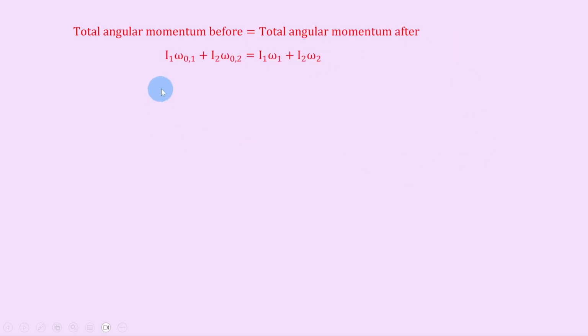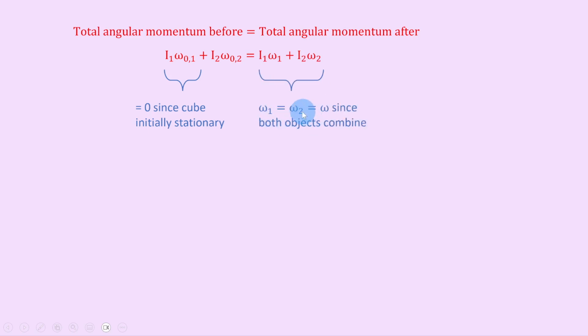And in symbol form that becomes I1 omega naught 1 plus I2 omega naught 2 is equal to I1 omega 1 plus I2 omega 2, where remember the 1's represent the cube and the 2's represent the disk, and omega naught is the initial angular velocity and omega is the final angular velocity. Now we can simplify this by saying the left hand side here will equal 0 since the cube is initially stationary, so omega naught 1 is 0, so that whole term must be 0. And for the right hand side, since the cube is joining onto the disk, we can say that omega 1 is equal to omega 2 is equal to omega since both objects combine. So they must have the same final angular velocity.